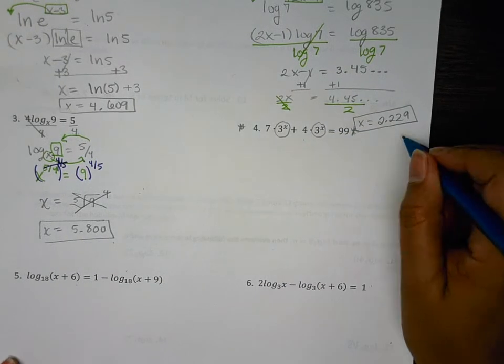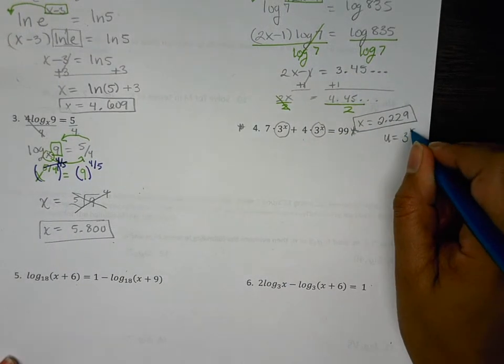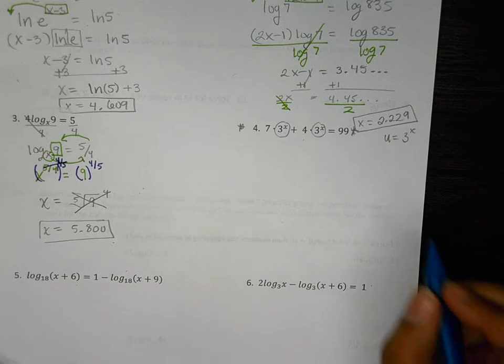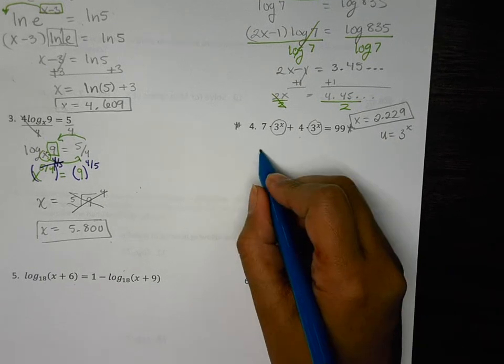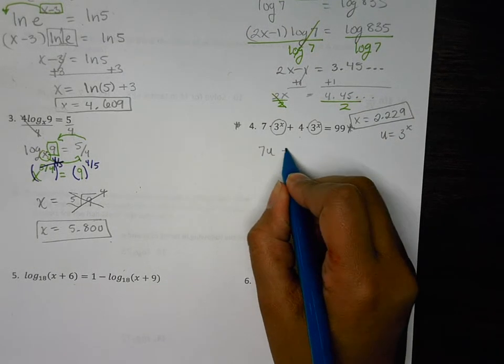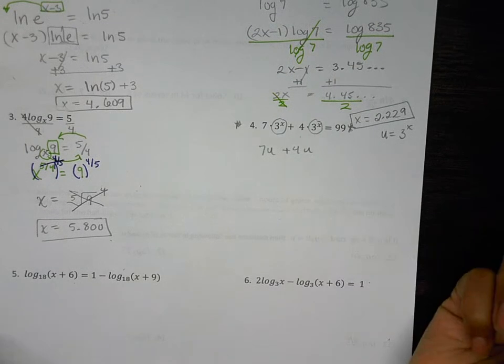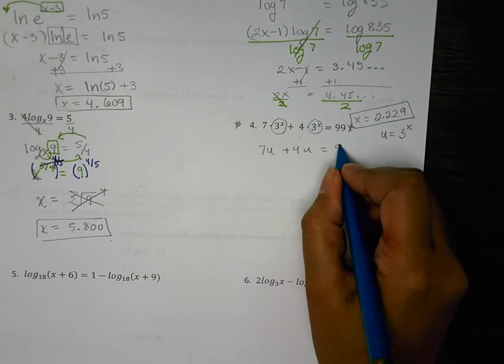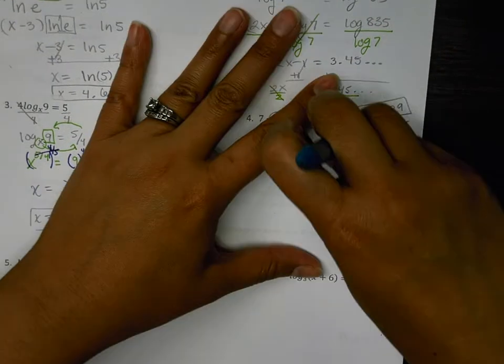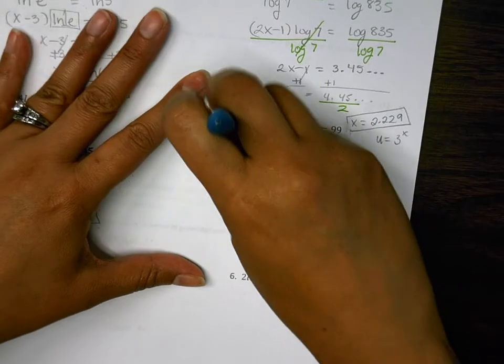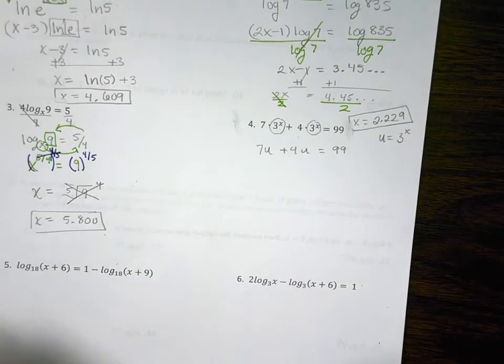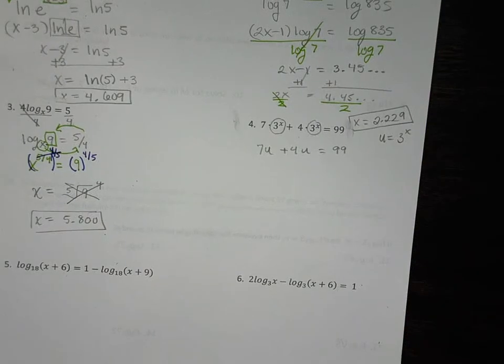Okay. So I'm going to let u equal 3 to the x. And I'm not going to write 7 dot u plus 4 dot u. I'm just going to write it the way we usually do: 7u plus 4u, because that's what the dots mean, multiplication, equals 99. Okay. So this is basic pre-algebra stuff you learned back in 7th grade.